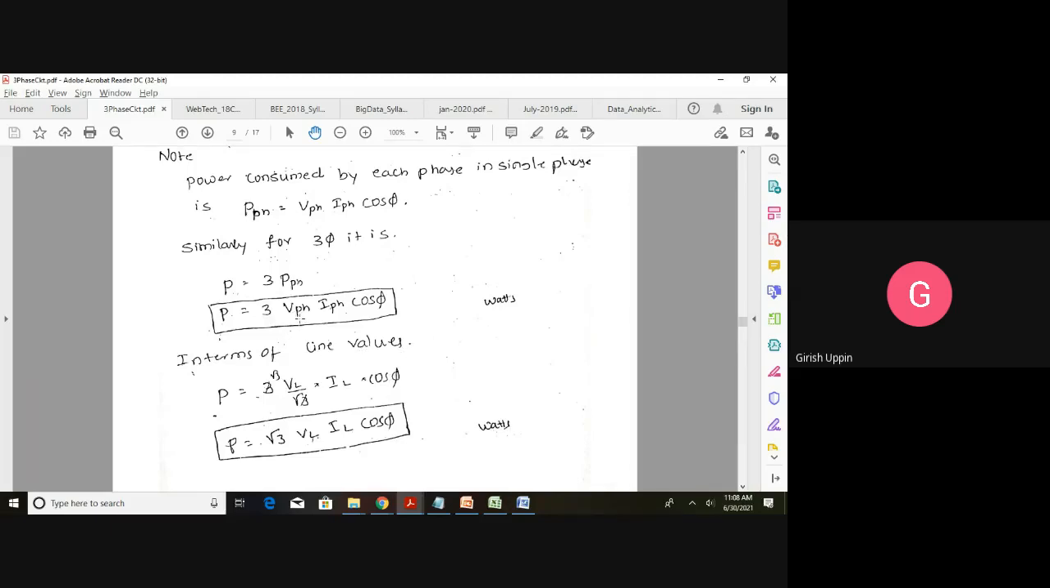We know in case of a star connected load, VL is equal to root 3 times V phase, or V phase is equal to VL by root 3. I phase is equal to IL in case of a star, and cos phi will remain as is. So you can see here 3 divided by root 3 will become root 3. And if you are calculating in terms of the line values, the power consumed in three phase is equal to root 3 times VL IL into cos phi.